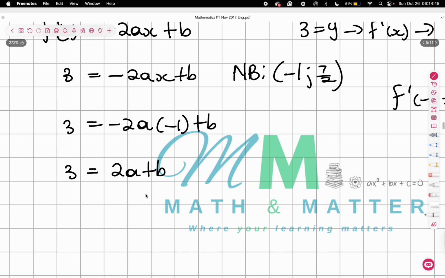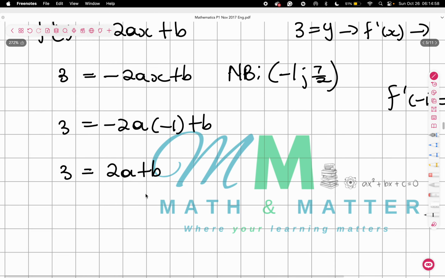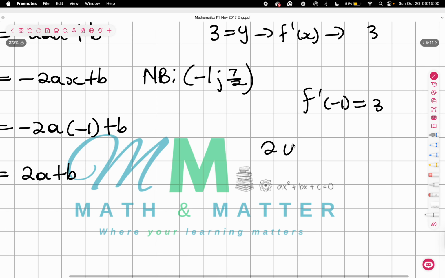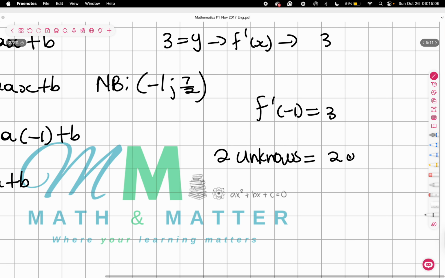But now we have two unknowns, so we should turn this into an equation, and we're supposed to have two equations as well. So if you have two unknowns, you should have two equations.